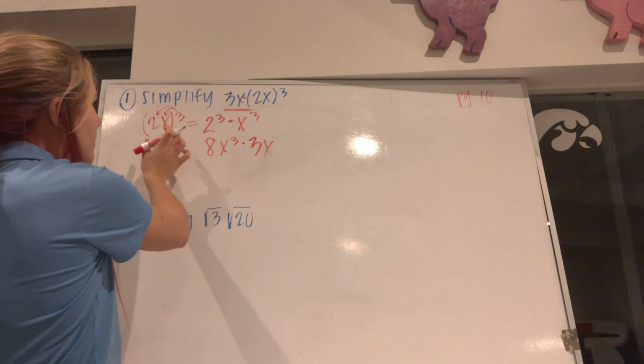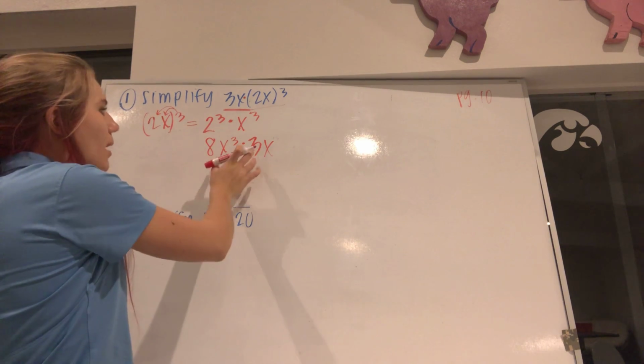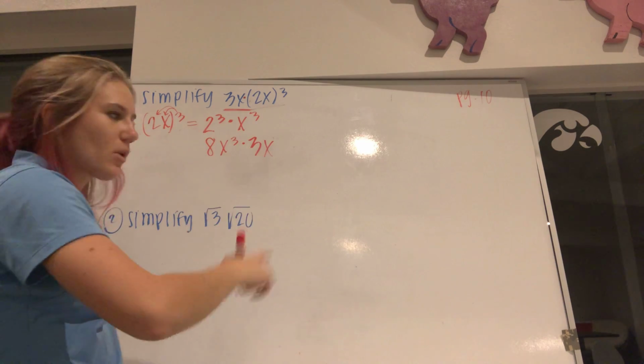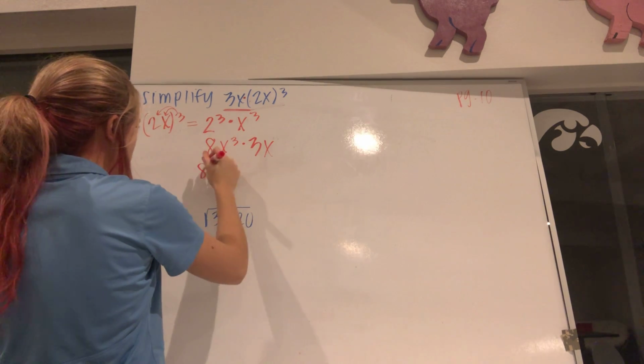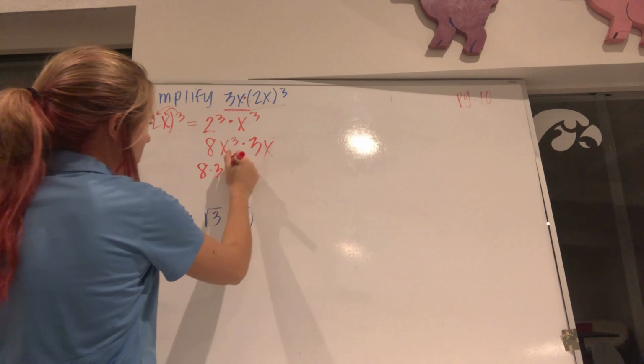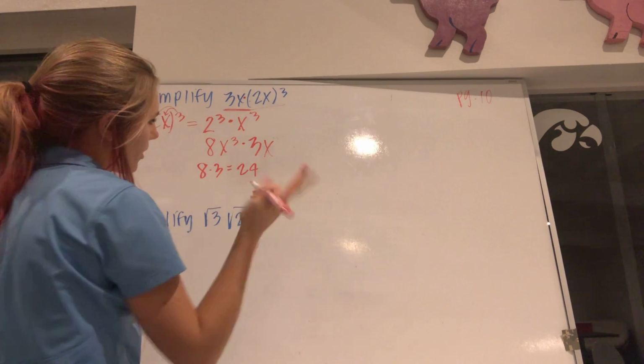So like I did for this portion up here, I'm gonna deal with the numbers first and then the exponents. So we just have 8 times 3, which is gonna be 24. So that's our number portion of it.